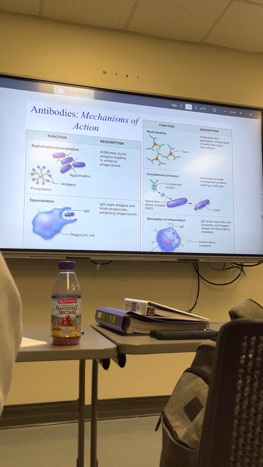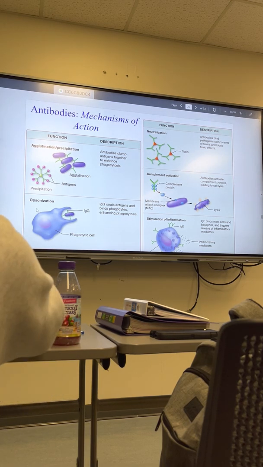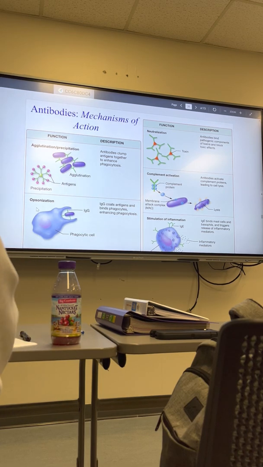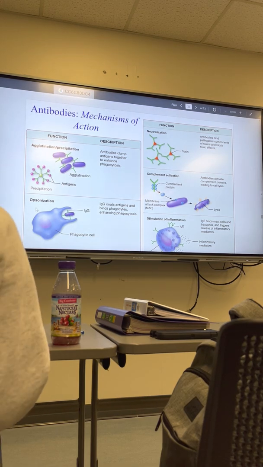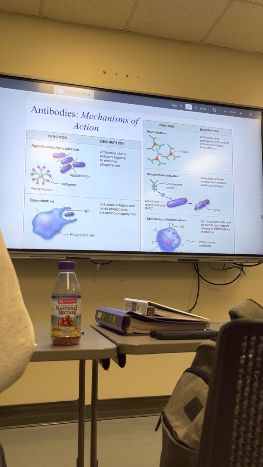So this is a big one here. Mechanisms of antibody action. How do antibodies protect you when I've mentioned multiple times that they cannot kill? They cannot kill. Let's take a look at some of the things that we've actually already covered.